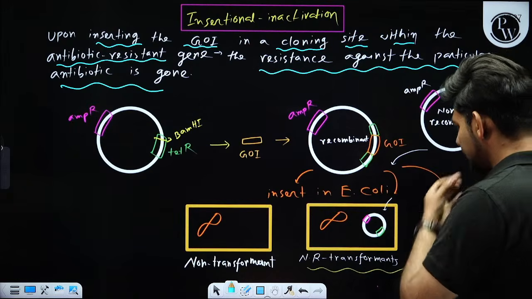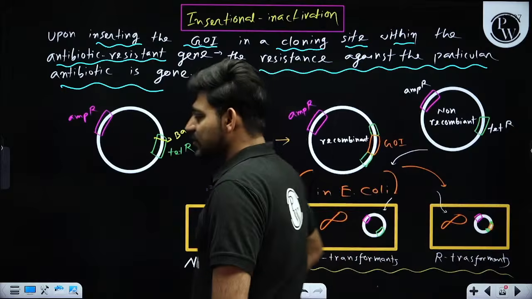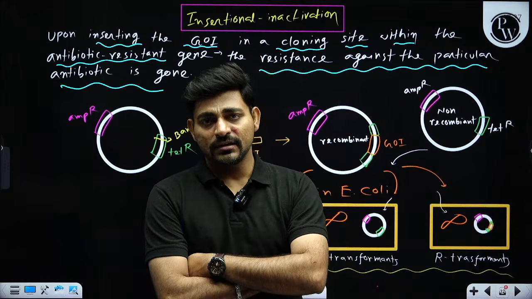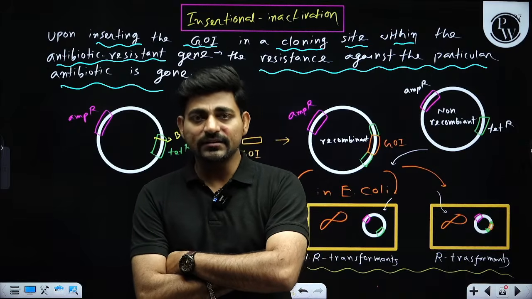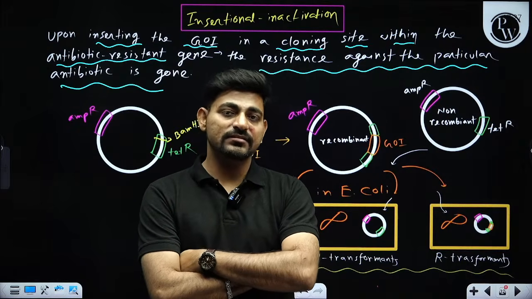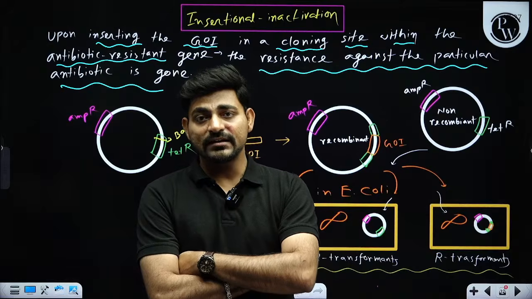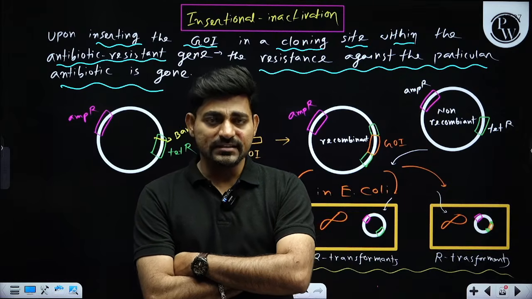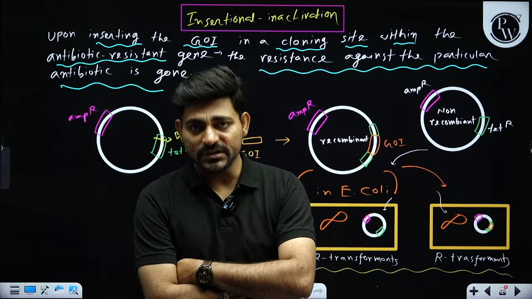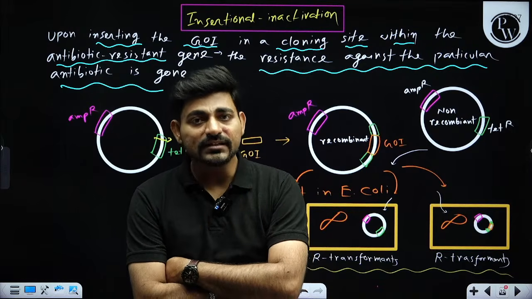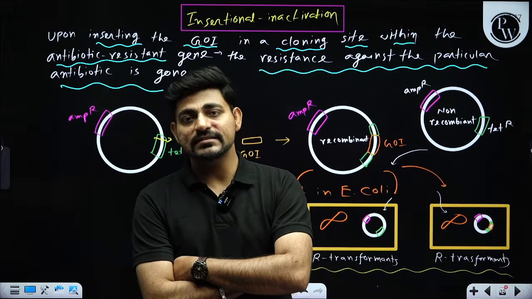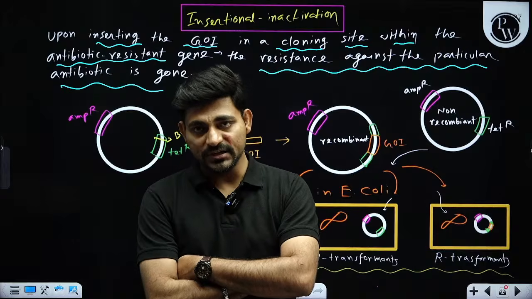So insertional inactivation can cause difficulties and complexity for some time. Like we know that these antibiotic resistant genes are acting as a reporter gene or selectable marker gene. AmpR or TetR, they are acting as a selectable marker gene or reporter gene.